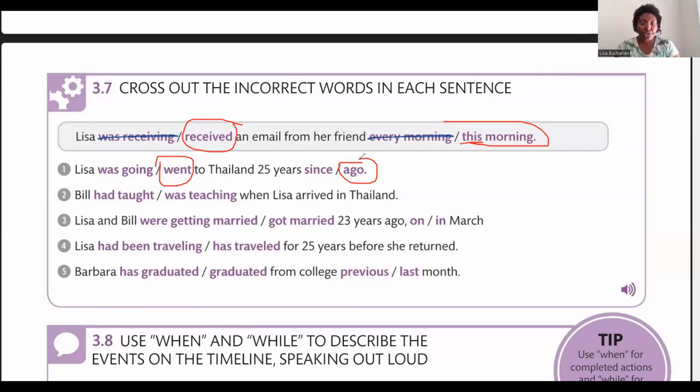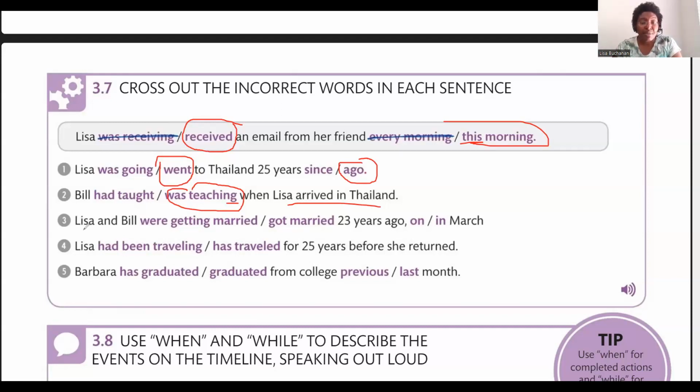Let's look at the next one, number 2. Bill had taught, or Bill was teaching when Lisa arrived in Thailand. So what's happening here? Well, Bill was teaching. We have that -ing because something was happening continuously, and then Lisa arrived. So he was teaching, and then he was interrupted by Lisa arriving. One thing is continuously happening while something else happens. It's not a completed action, right? One thing was happening, and then something else happened.